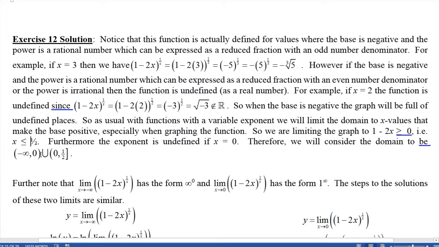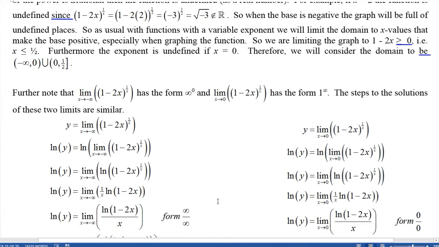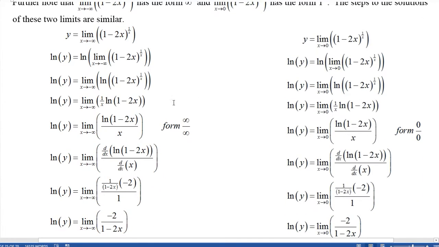But we also have to throw out 0 because the power is undefined when x is 0. So we want to see what happens at x equals 0, and then also what happens as we go way out towards negative infinity. And then we've already seen that when we plug in 1/2, we actually get 0, so that one's okay. All right, let's look at these two limits. The steps are very similar on both of them. Let's work through the one on the left first.